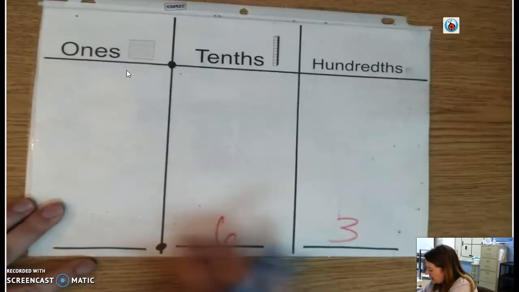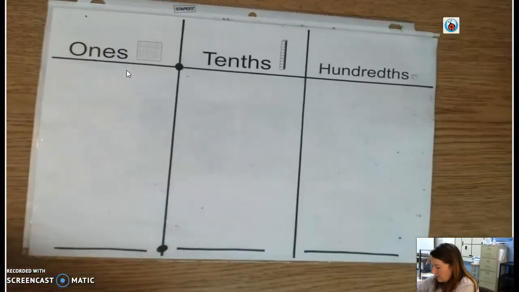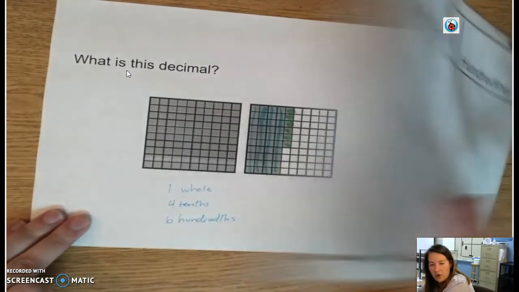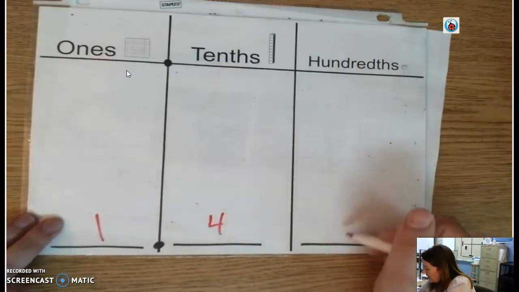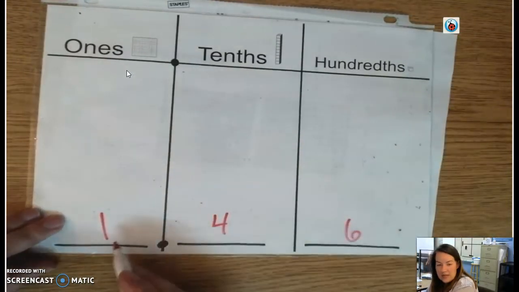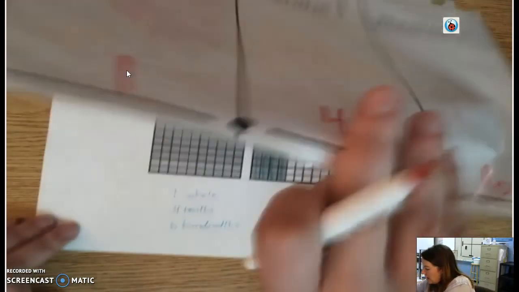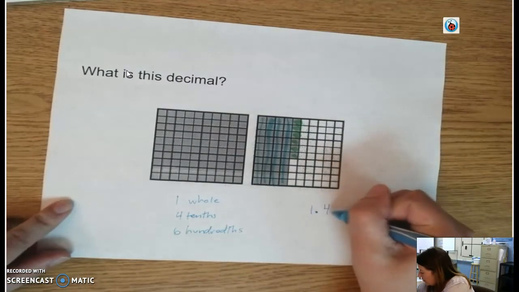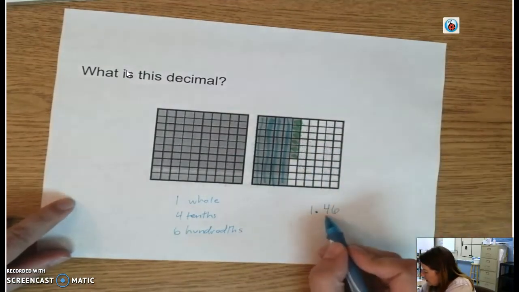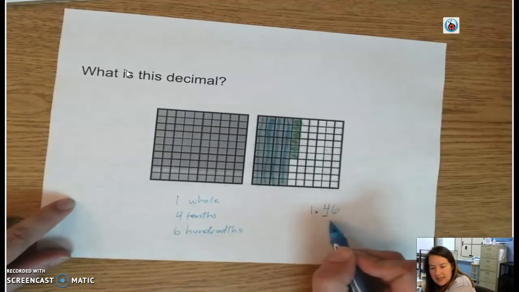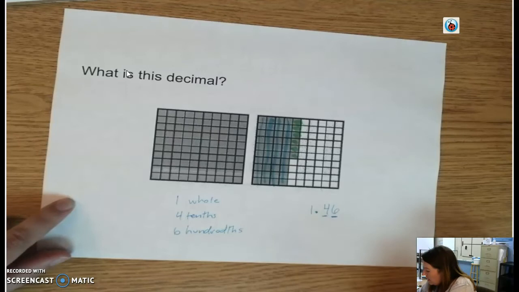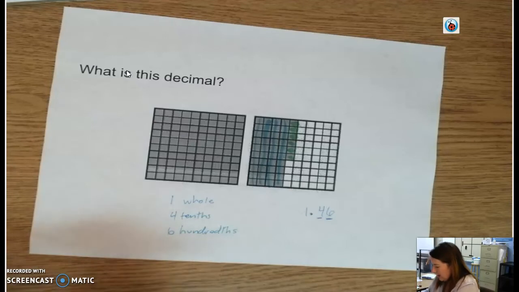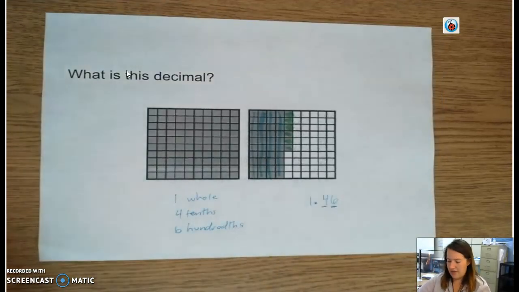I'm going to plug this in on this to help me out. 1 whole, how many tenths did we have? 4/10, and 6 hundredths. So the answer is right down here, 1 and 46 hundredths. So I would say this decimal is 1 and 46 hundredths. Remember, the digit right next to the decimal point, the ones place, is the tenths. Then the second one over from the decimal is the hundredths. So 1 and 46 hundredths would be how I would do that problem.